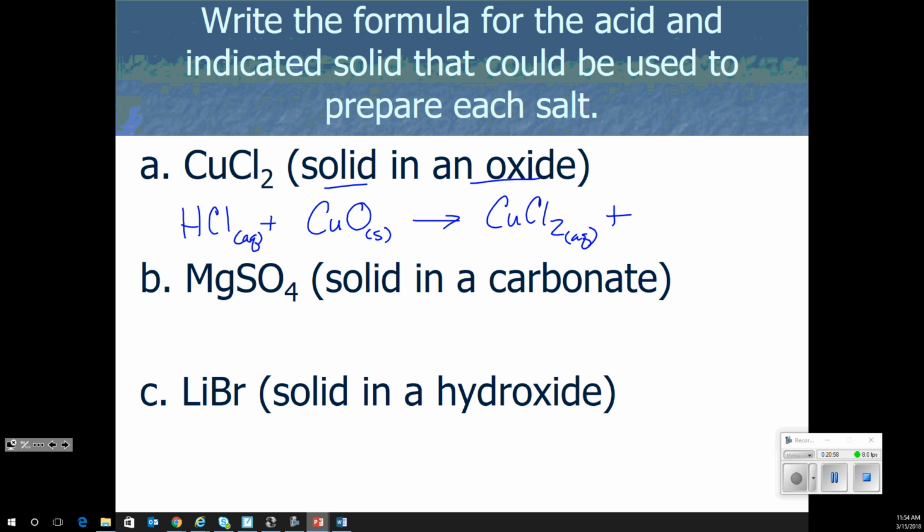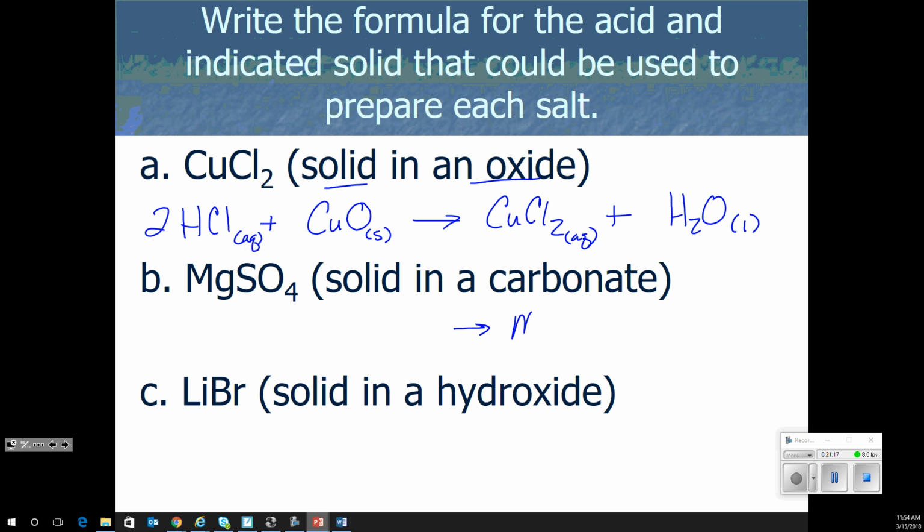Outsides, insides, what's missing? H2O is missing. And H2O is a liquid. What else needs to be done with this equation to be finished? Balance. What do I need to do to balance it? 2 there, done. Okay, let's look at the next one.